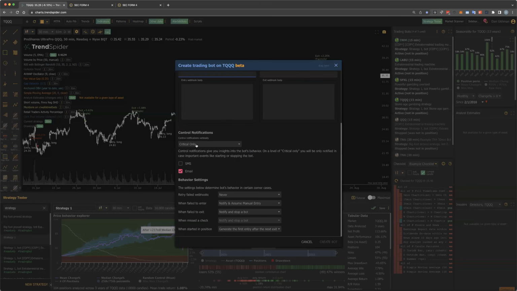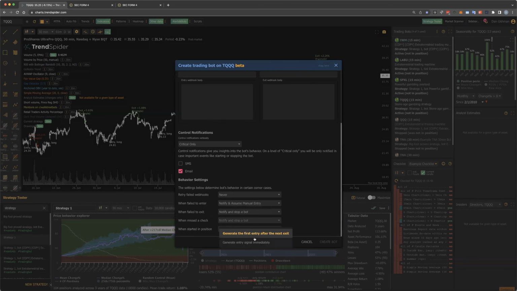There's redundancy built in there, and there's ability to have it give you verbose notifications, which is basically a notification every time it checks the market, even if it decides to do nothing, right? Or simple error reports. And you can configure what to do if something goes wrong. Like, let's say one of your webhooks fails, you can tell it to retry it a bunch of times. If it was an entry webhook that failed on retry, you can tell it to notify you and assume you manually entered, or notify you and stop the bot.